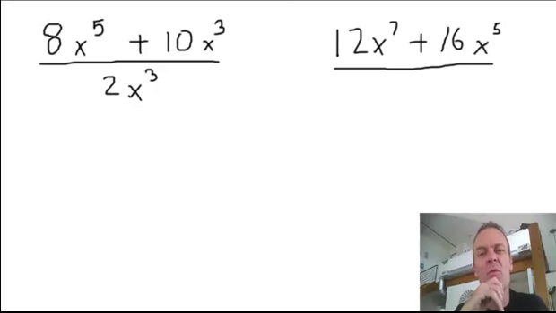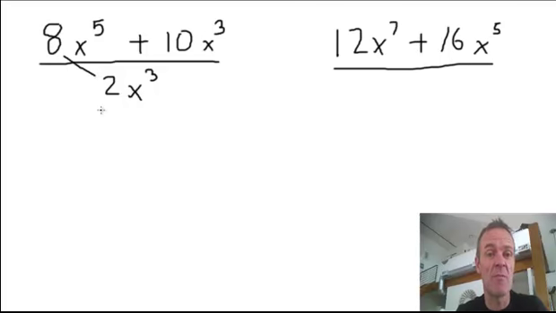Okay, so on the left we have a division problem. We're going to divide this binomial on the top by a monomial on the bottom. And this is how you do it. Right, straightforward. Two things both divided by 2x cubed.